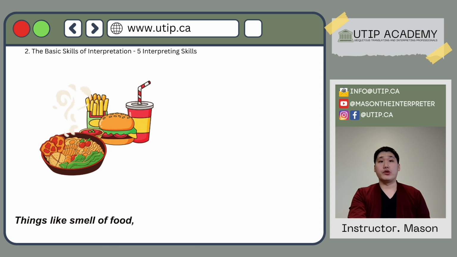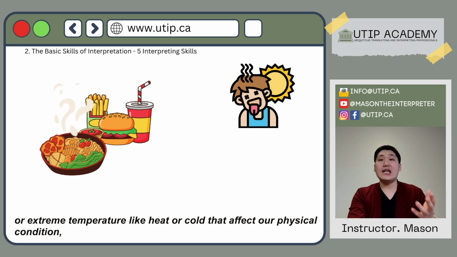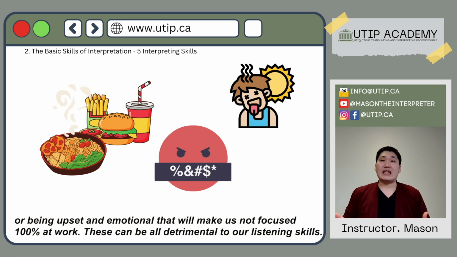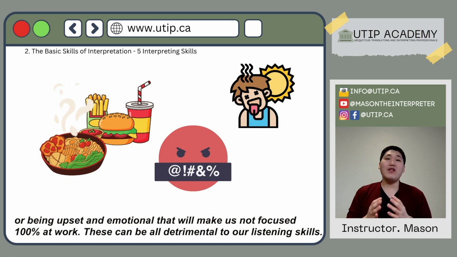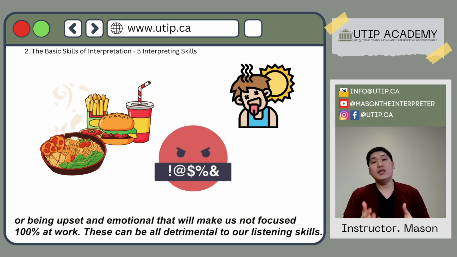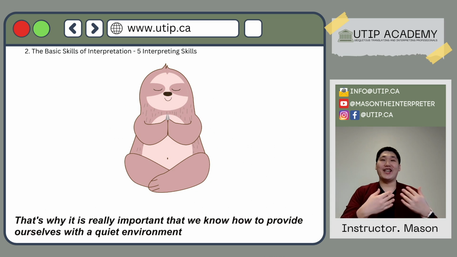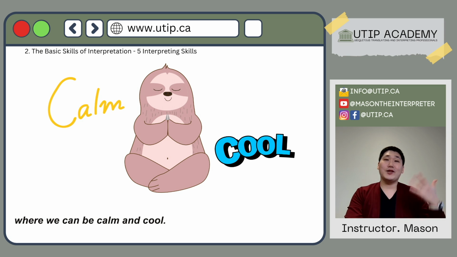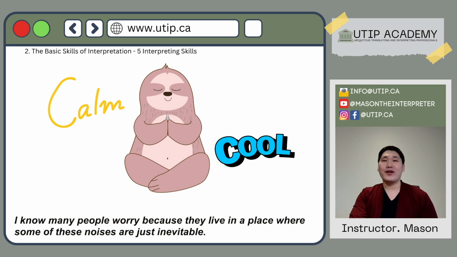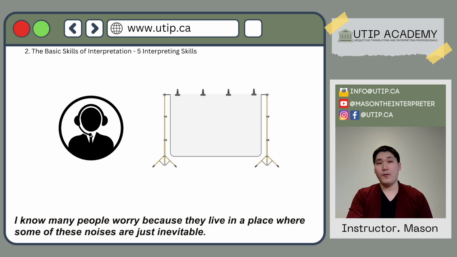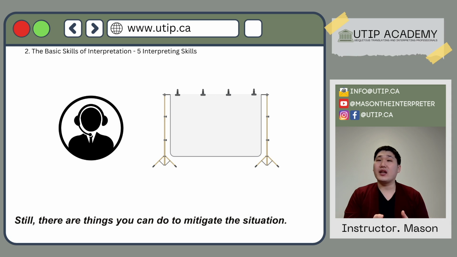In fact, hearing a noise is not the only thing that interferes with our listening skill. Things like smell of food, or extreme temperature like heat or cold that affect our physical condition, or being upset and emotional that will make us not focused 100% at work, these can be all detrimental to our listening skills. That's why it is really important that we know how to provide ourselves with a quiet environment where we can be calm and cool. I know many people worry because they live in a place where some of these noises are just inevitable. Still, there are things you can do to mitigate the situation.